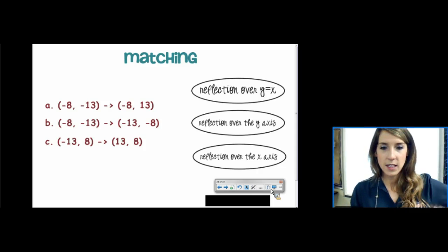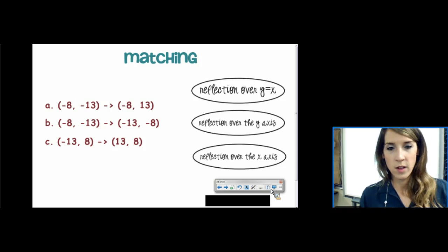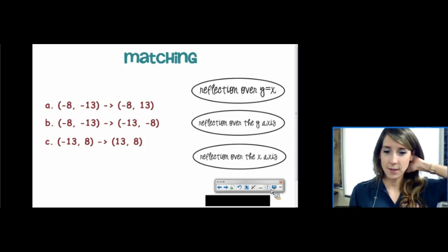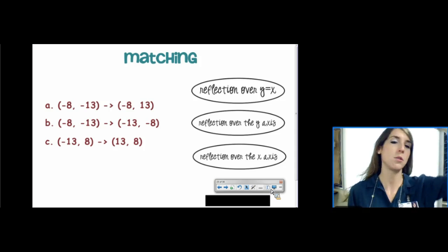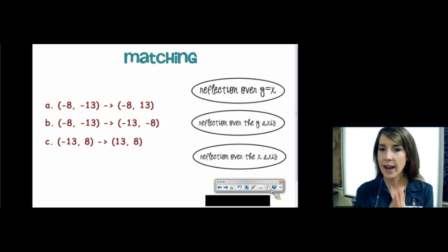Okay, this is one of the last things we're doing. Take a look at those transformations. Whoa. All the same numbers, 8 and 13. But there's negatives all over the place. So what we need to do is sort through this and find out. I would look at them one at a time. What happened in A? Look at your rules and find out what kind of reflection it was. What happened in B? And what kind of reflection did that make it?